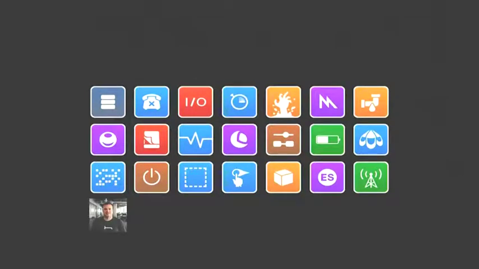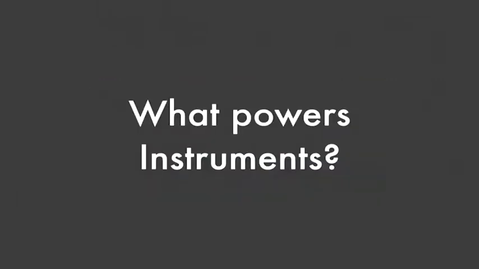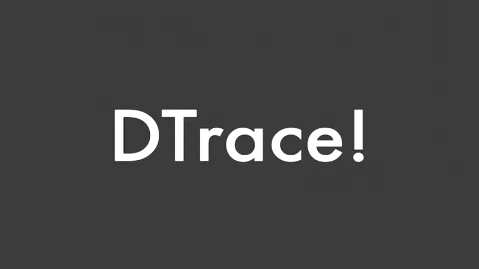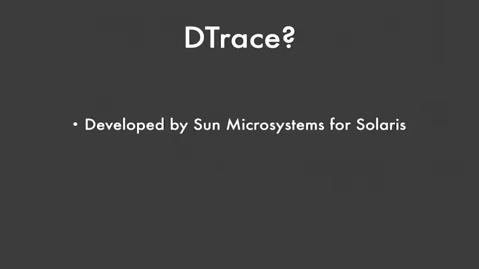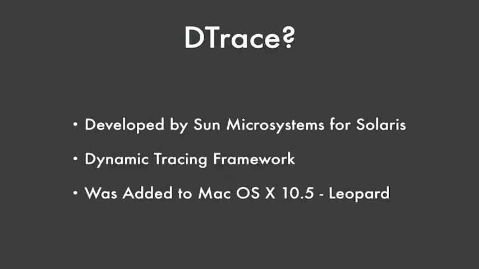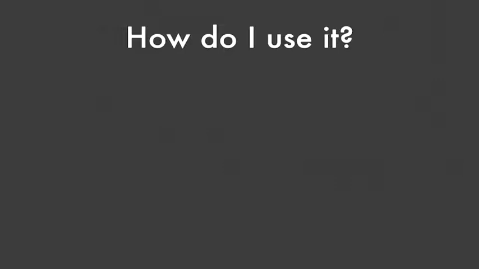So let's talk first about a very, very brief overview of what powers Instruments. And that's pretty simple. It's DTrace. And what's DTrace? It dates back to Solaris, which was a Sun Microsystems OS. It's a dynamic tracing framework. It was added back to the Mac in 10.5 Leopard. And so how do I use it?